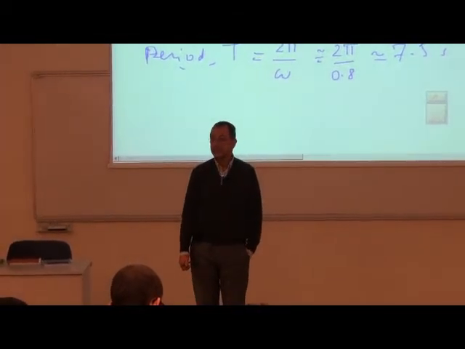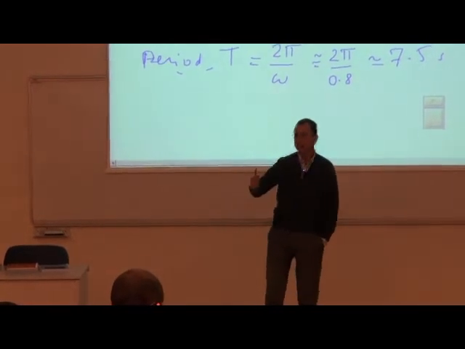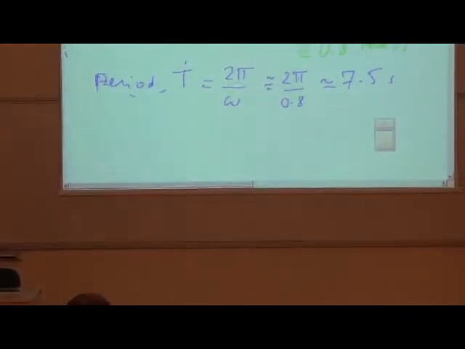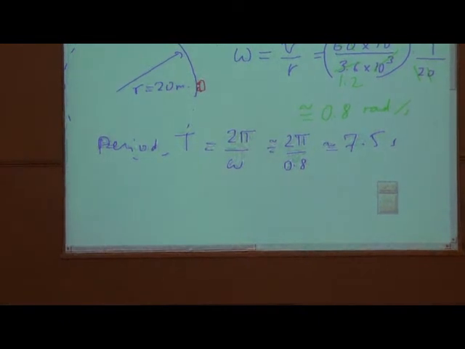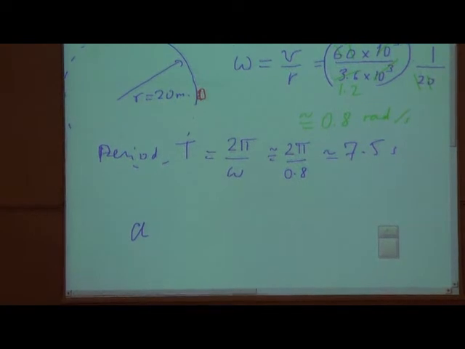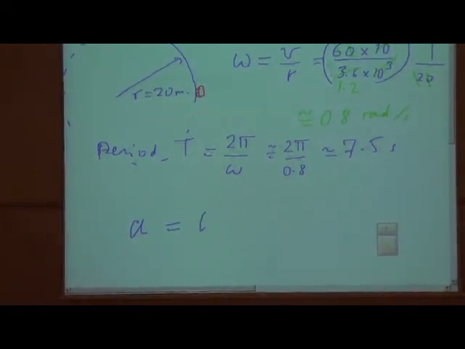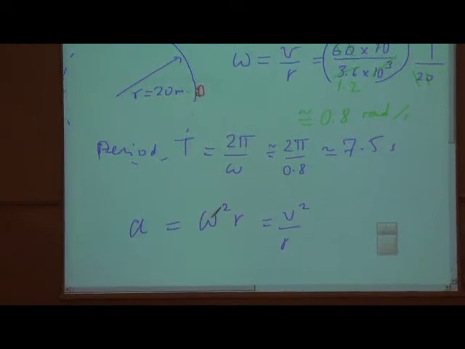Now let us see how much acceleration you are putting on the car to do this. Okay, you are using your brakes and your gas pedal, you are doing things to the car to give it an acceleration. Let's find the acceleration. The magnitude of the acceleration is omega square r, or v square over r, whichever you want. But since we have already calculated omega and it's a simple number, let me use omega square r.